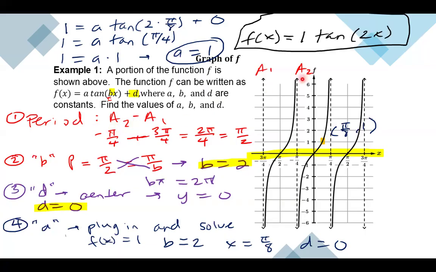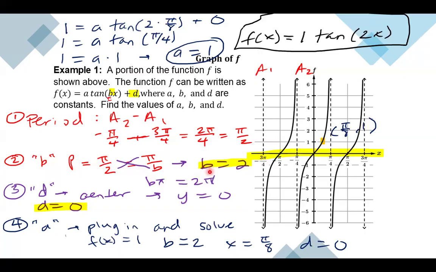Asymptotes. Exactly. You're going to choose 2 asymptotes, right? And it's going to be your A2 minus your A1. That gives you your period. After you find your period, you now can find your B. To find your B, you're going to take your period and set it equal to the rule of pi over B. You cross multiply and solve for B, and you get your B.